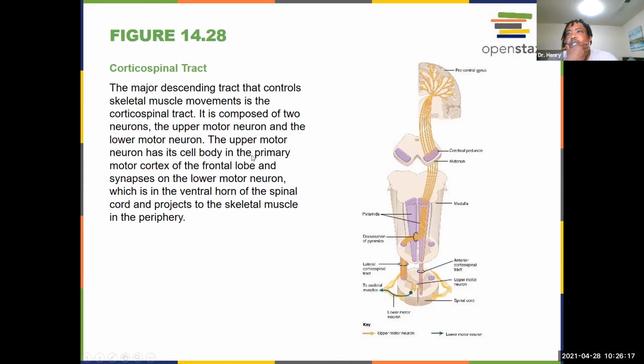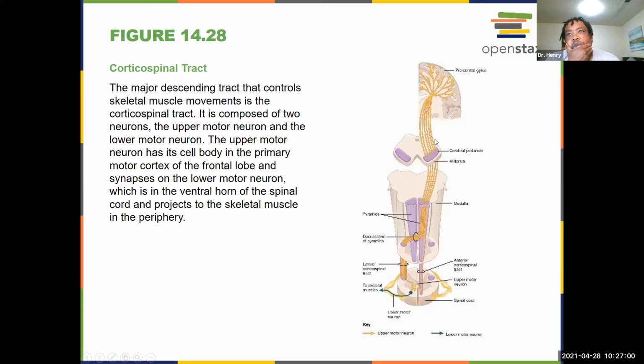So this is just the major descending tract, the corticospinal tract. This is the tract that controls our skeletal muscle movements. It's composed of two types of neurons: upper motor neurons and lower motor neurons. Here you have the lower motor neuron shown at the very bottom, and this represents the upper motor neurons, the neurons along this bundle.